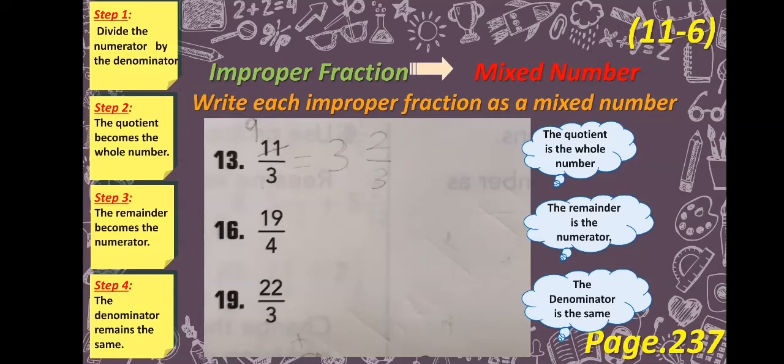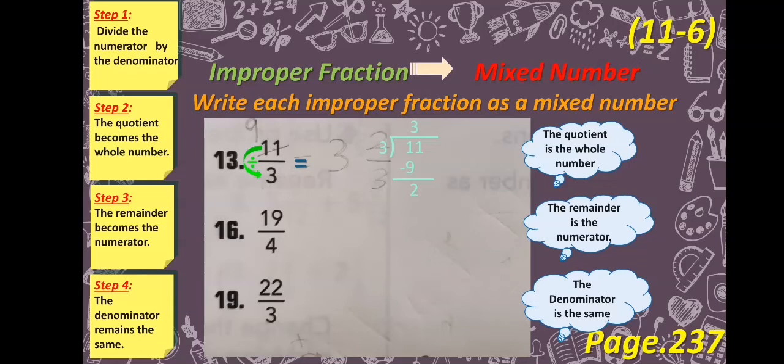The next question, write each improper fraction as a mixed number. Number 13, 11/3. We divide the numerator by the denominator. So 11 divided by 3. What's the nearest thing? It will be 3, because 3 times 3 equals 9. 11 minus 9 equals 2. So our quotient will be the whole number. So the whole number will be 3.